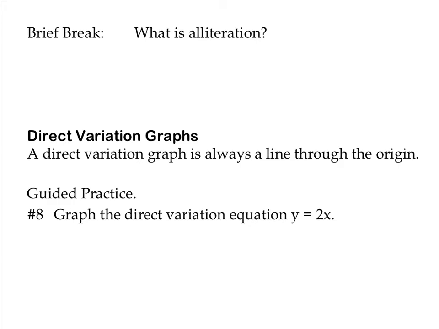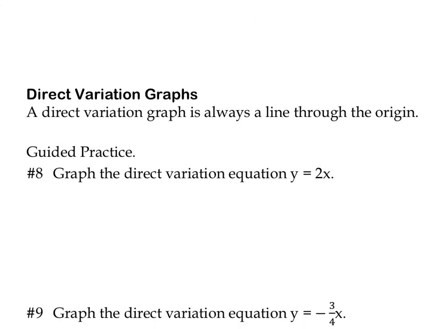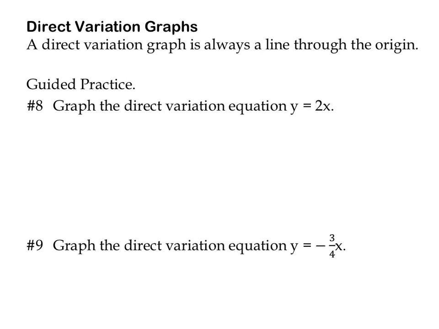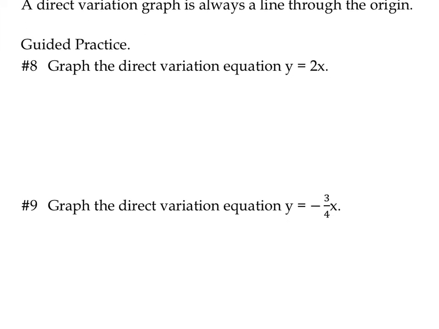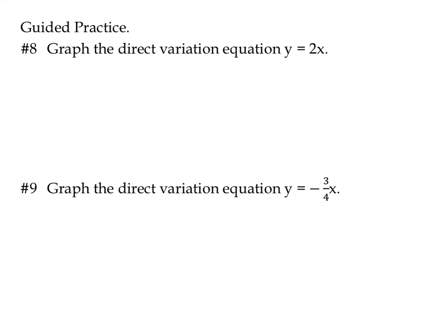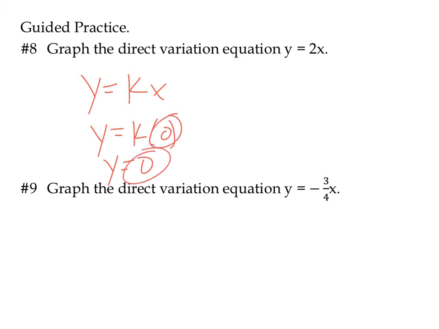Now let's look at the graphs of direct variations. Graphs of direct variations are always going to be straight lines that go through the origin. They're always going to go through the point (0, 0). Remember, if y is equal to kx, then if x is 0, y is going to be k times 0, y is going to be 0. So when x is 0, y is always going to be 0. That's why direct variation will always go through the origin.